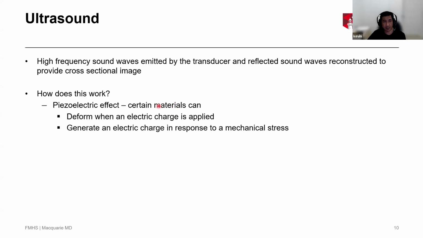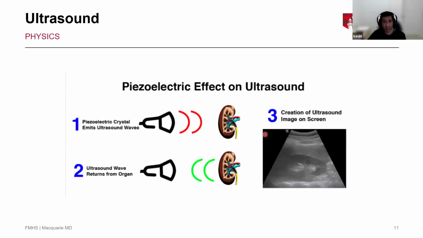But my understanding is it's made of crystals, which when you deform them, or when a stressor is applied to them and they deform, can generate an electric charge. Okay, so that's how you send and receive. So this is the effect. The piezoelectric crystals put a current across it, and it produces sound waves. It hits the organ, and the sound waves bounce back, and you can get this appearance, which is the first type of cross-sectional imaging. Okay, so here you go.